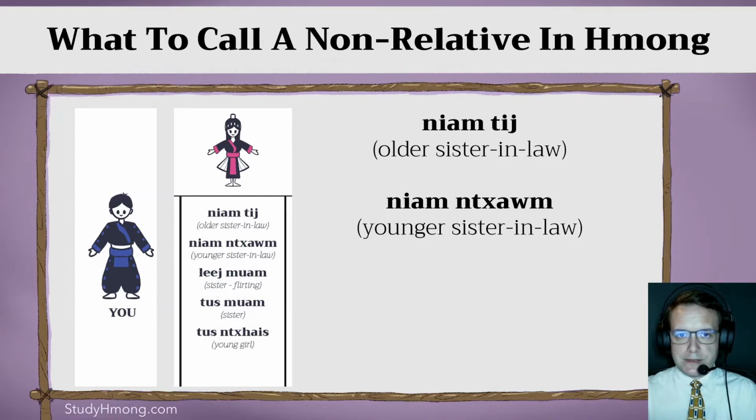Also, there's 年长, and that's what you would call your younger brother's wife. And therefore, again, it's like someone who's a woman your age, but maybe a bit younger than you.